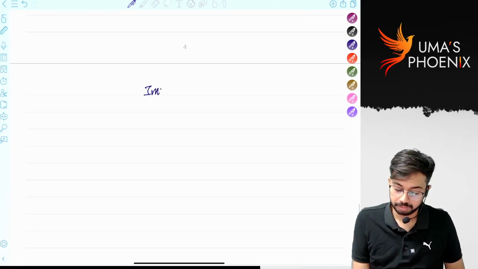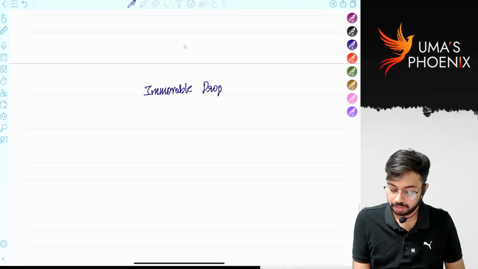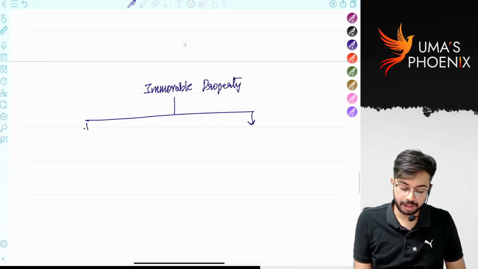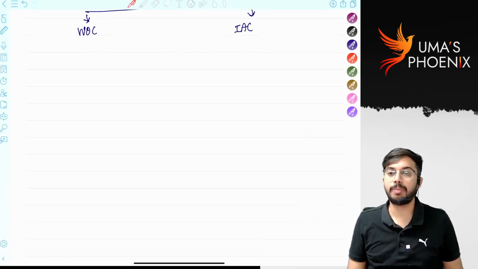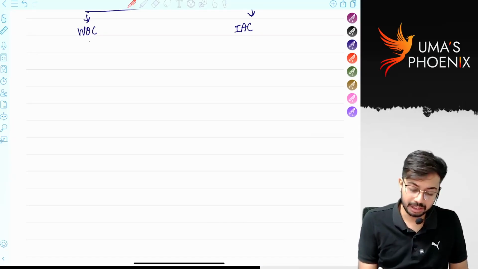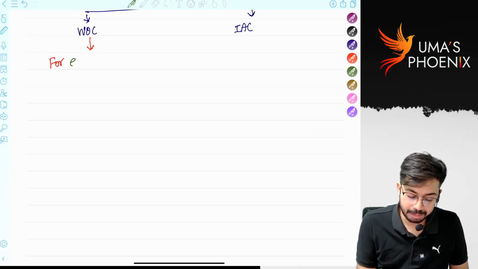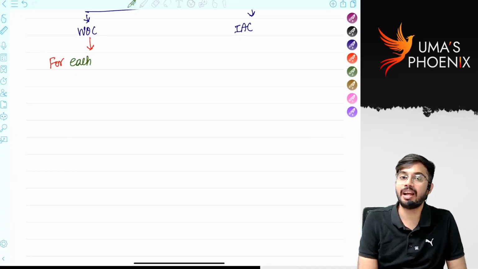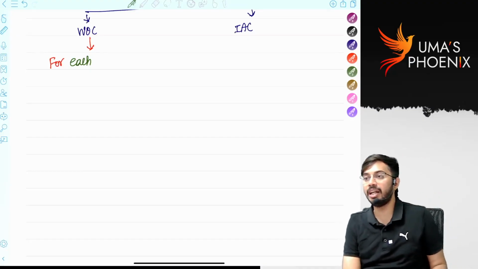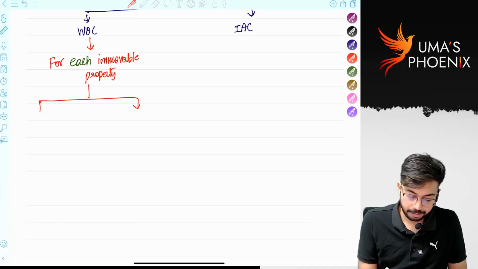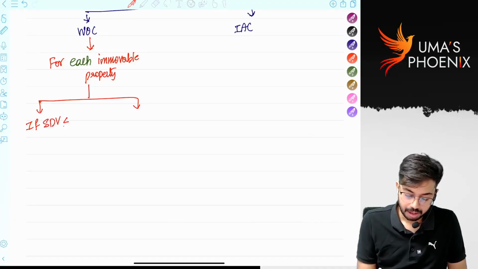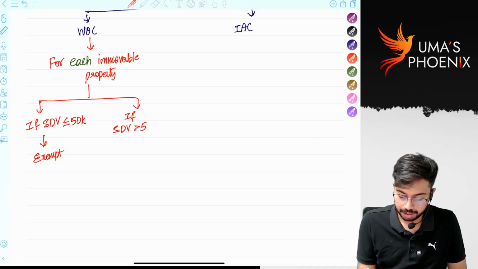Immovable property. Immovable property can be received either without consideration or for inadequate consideration. Am I correct? Immovable property received without consideration: then for each immovable property, here am I considering aggregate value or individual value? Here I am considering individual value. For each immovable property, if stamp duty value is less than or equal to 50,000, then it is exempt. If stamp duty value is greater than 50,000, then it is fully taxable.